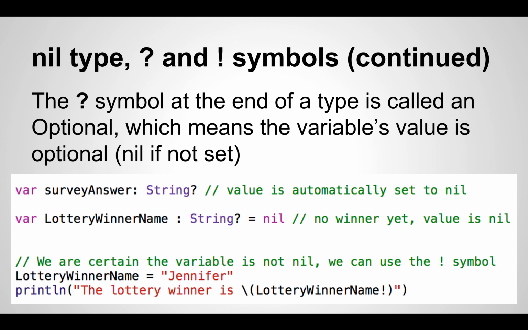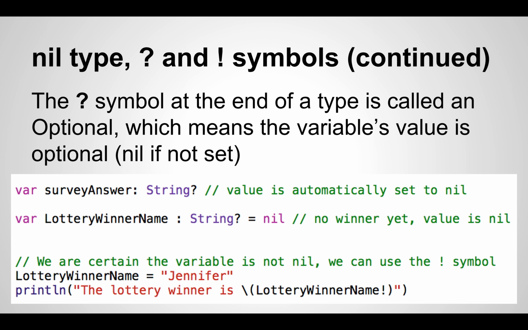The question mark symbol at the end of a type is called optional, which means the variable's value is optional. It is nil if not set. If you do not set the value of, let's say, surveyAnswer, you do not have any value yet. If you put a question mark at the end, it will automatically be set to nil. As you can also see, the variable lotteryWinnerName String with a question mark is equal to nil. Here we're forcing it to be nil.